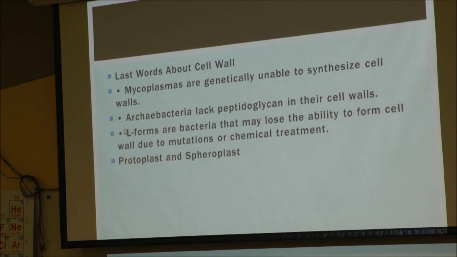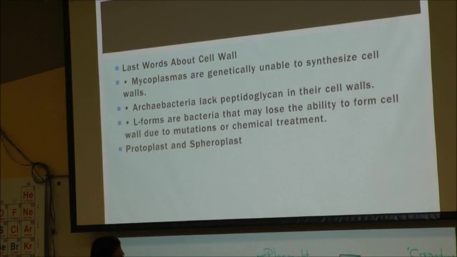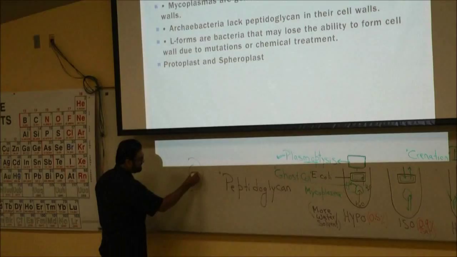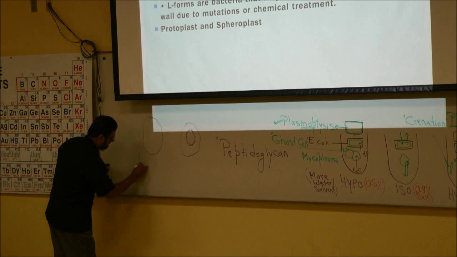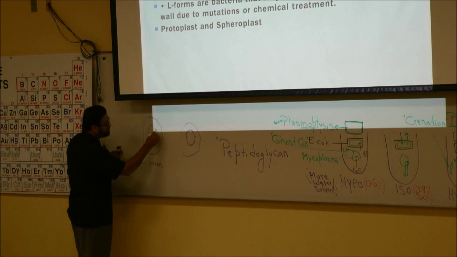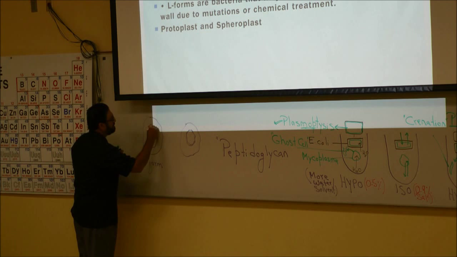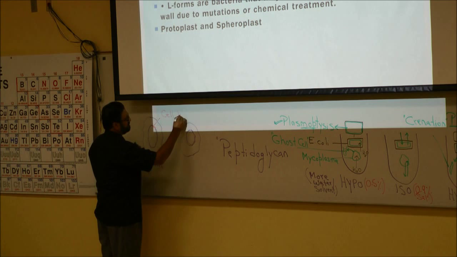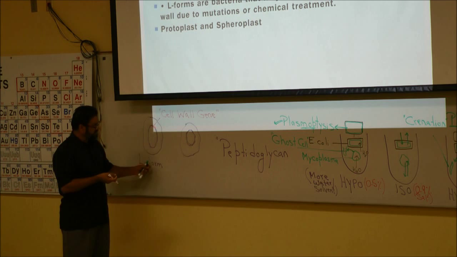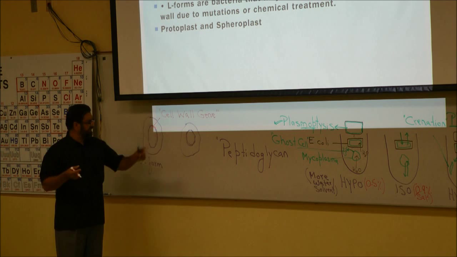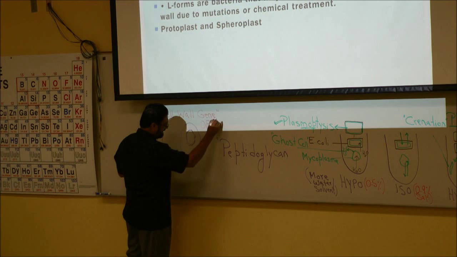L forms. Mycoplasma is like this. Let's look at the DNA right here. It never had the gene to make the cell wall. But L forms, on the other hand, are bacteria that do have the gene to make a cell wall, but it is turned off. So these cells, L forms, have the gene, but because of mutation or other chemical treatment, the cell wall gene is off.